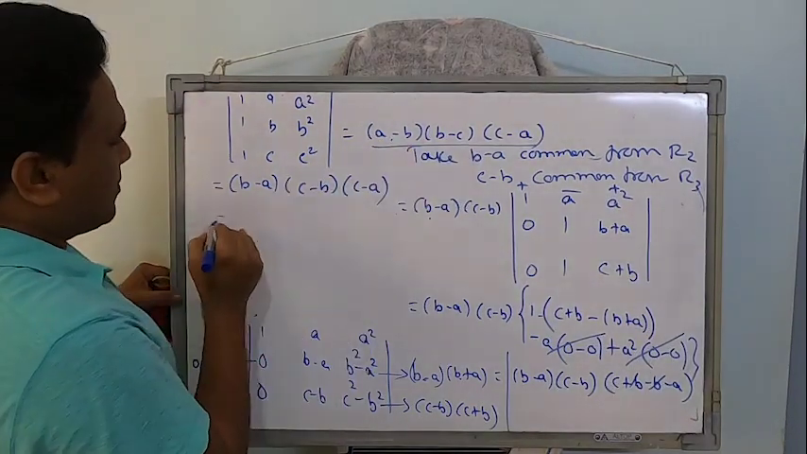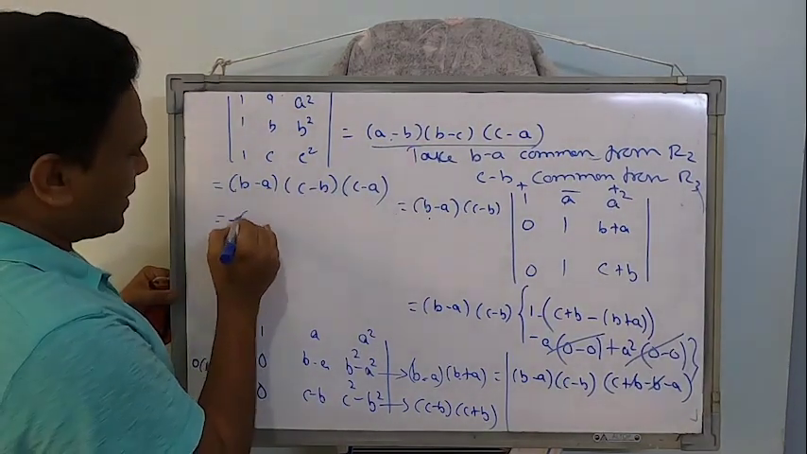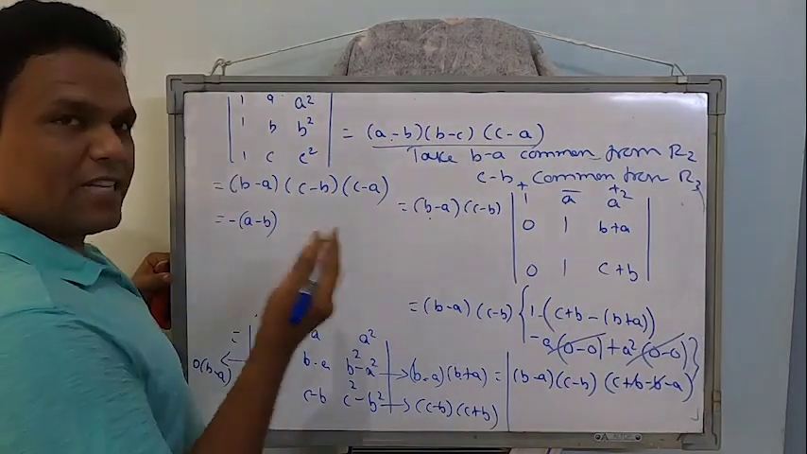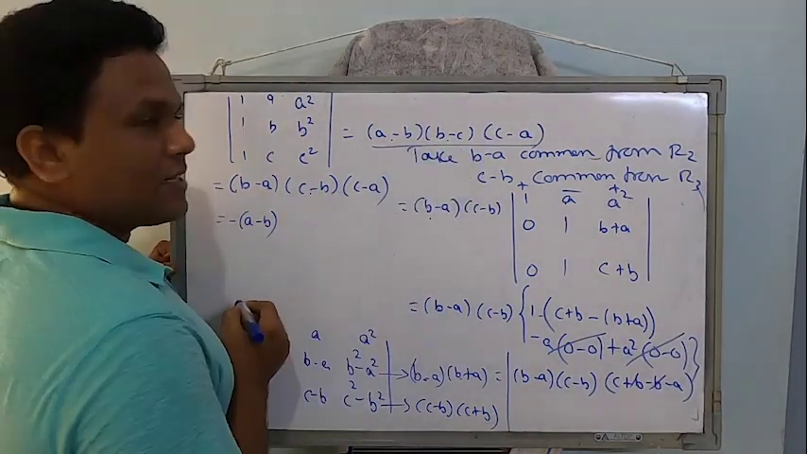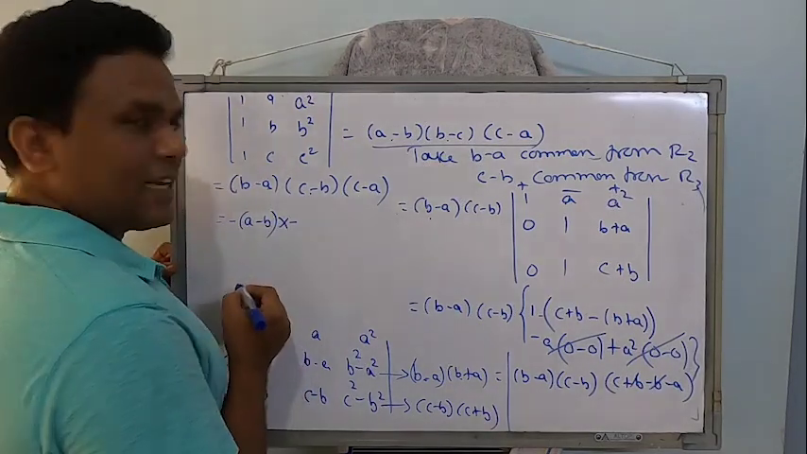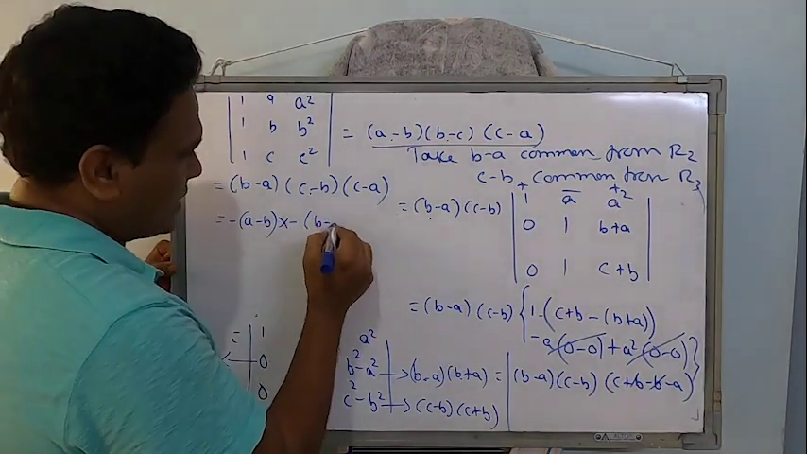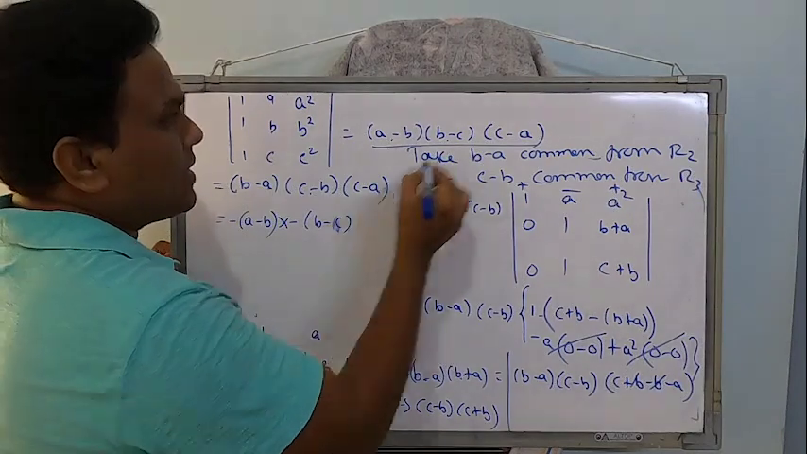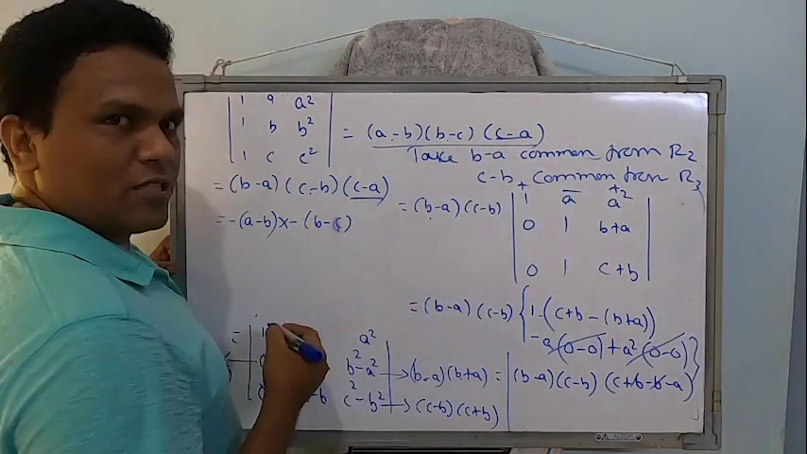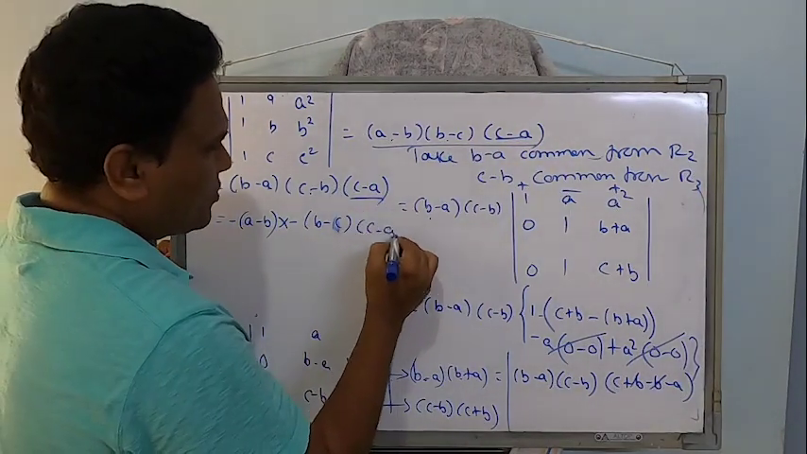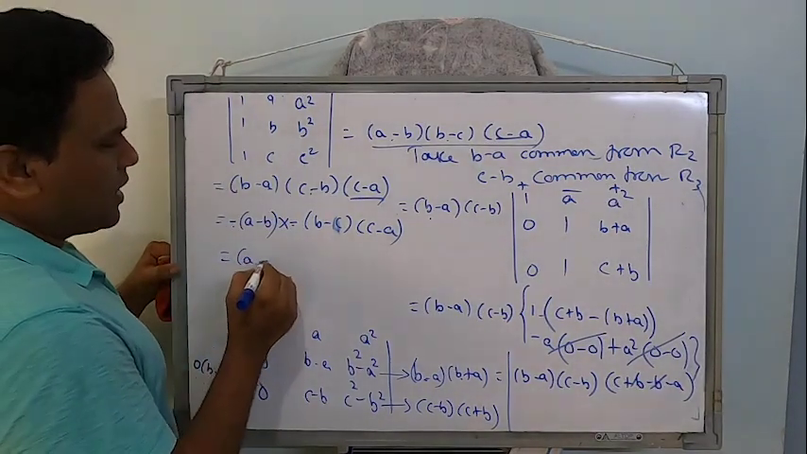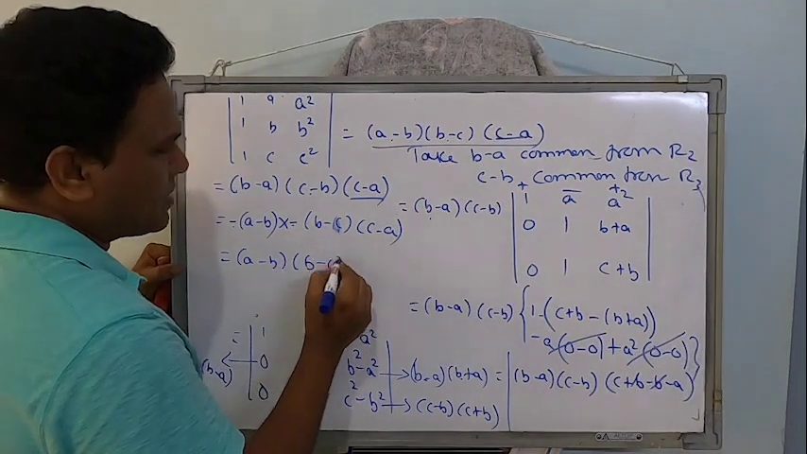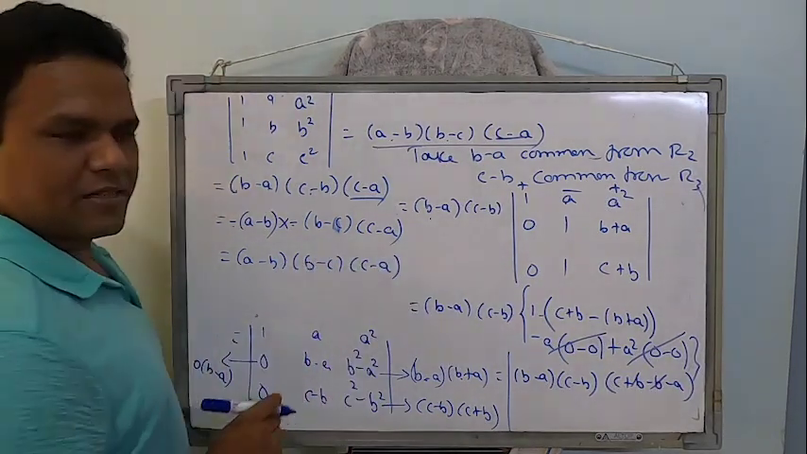See, I want a minus b, but here it is b minus a. So take minus common, minus of a minus b. Minus is taken common. My second element should be b minus c, but here it is c minus b. So once again minus is taken common. So this is b minus c. The last element is c minus a. Here also c minus a. Nothing to change. Write down c minus a as it is. Minus multiplied by minus is plus. So a minus b multiplied by b minus c multiplied by c minus a. Yes, students?